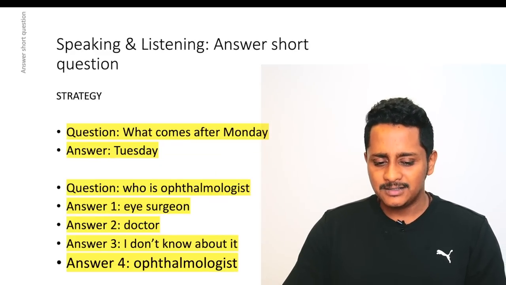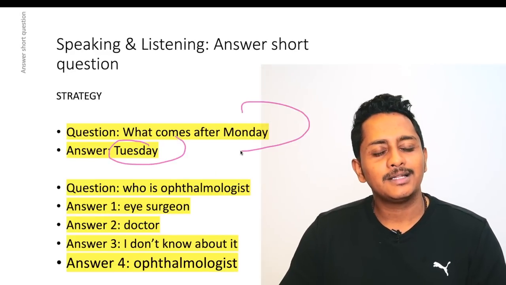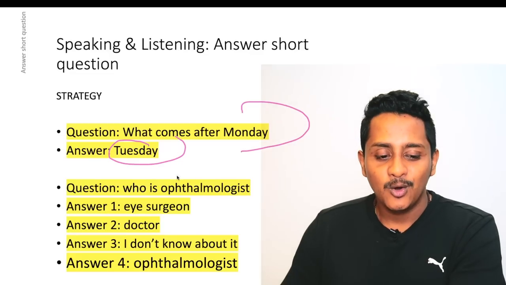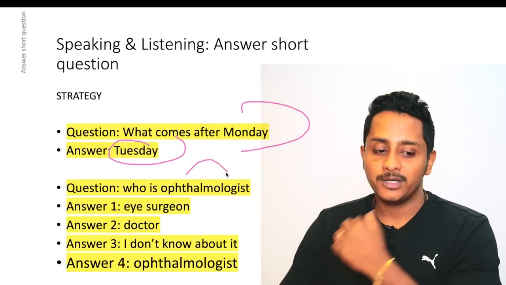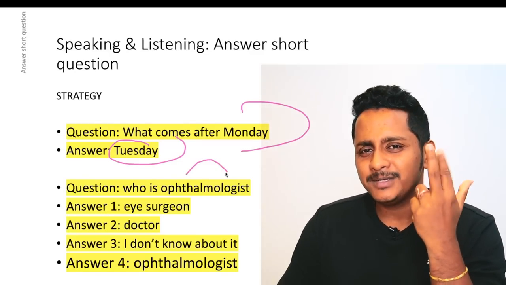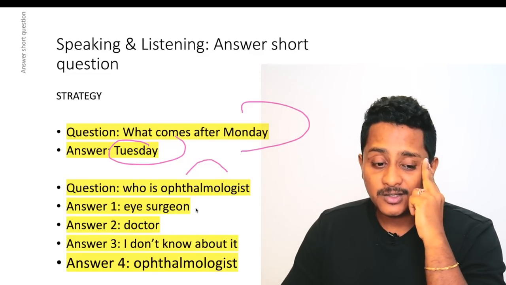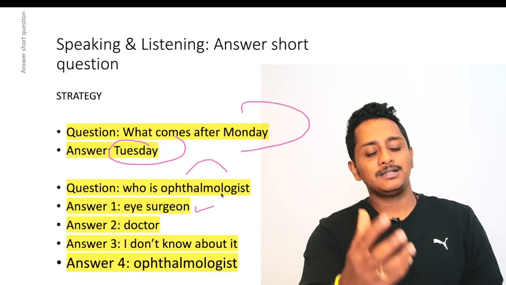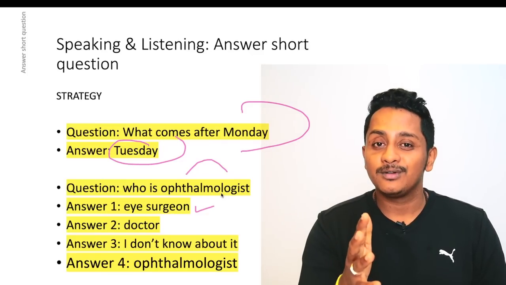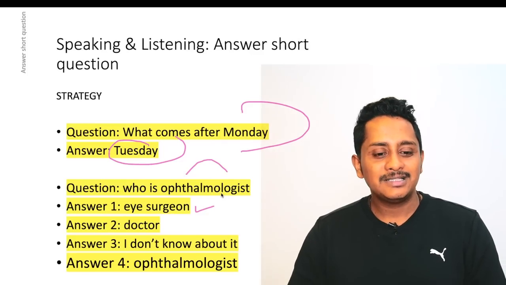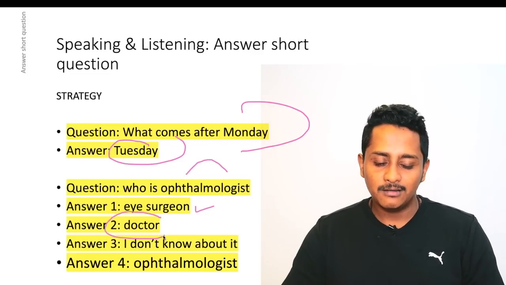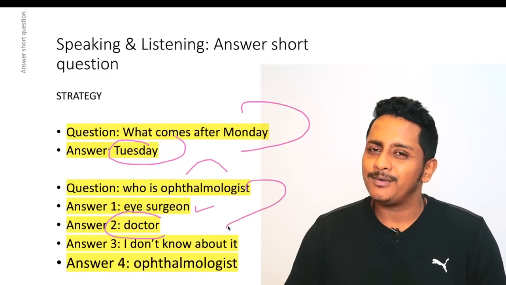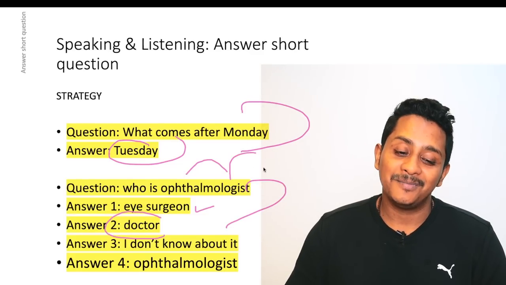The strategy is very simple. If you know the answer, you tell the answer. What comes after Monday? Tuesday. I don't know the answer. Who is an ophthalmologist? I don't know. What can I do? Let's say you know a little bit about it. You know it's an eye surgeon. You can say eye surgeon. Exact answer, let's say you know. Let's say you don't know it's an eye surgeon, but you know that this person is a doctor. Something related to it, then you can say doctor. You'll get marks? You have to. I don't know anything, you can say I don't know about it. Or else, in the worst case, repeat the question.